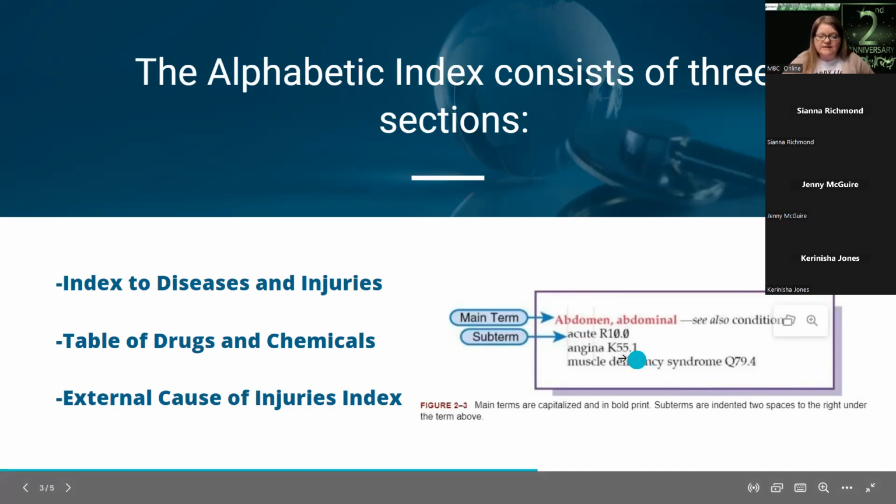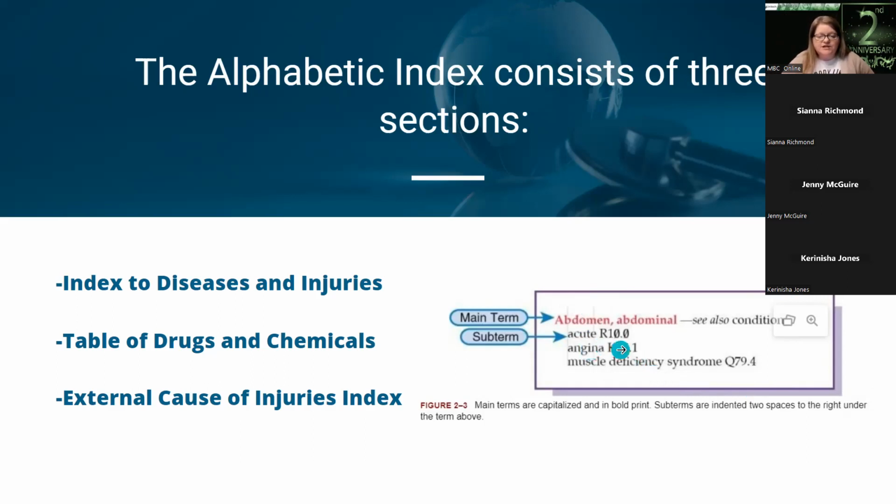And as you can see, it leads you to a code or a code range in some cases. It'll also give you directions the same as the CPT manual, like see also condition, things like that. So very similar to CPT, guys, just instead of dealing with procedures, we're dealing with illness.